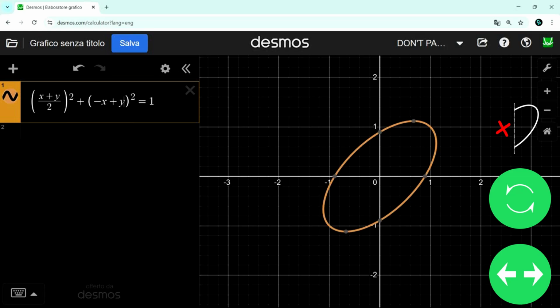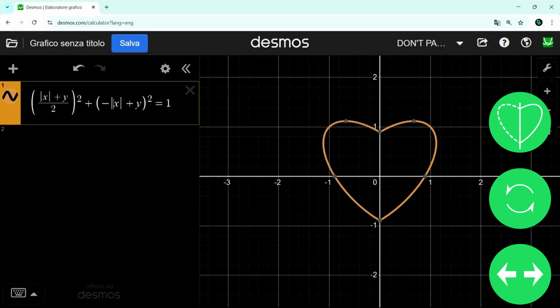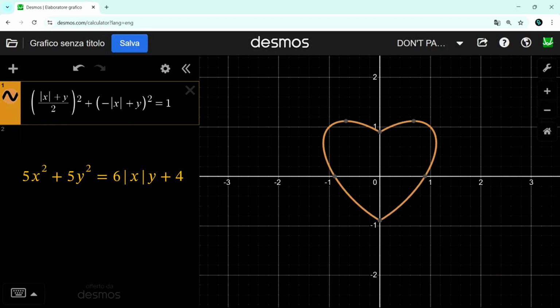There is still one step left, keeping only half of this shape, the right side, and reflecting it over the y-axis to get the heart. This transformation is very simple. You replace every x with the absolute value of x. Here is the heart. The final equation can also be simplified a bit with some algebra, becoming 5x squared plus 5y squared equals 6 times absolute value of x times y plus 4.